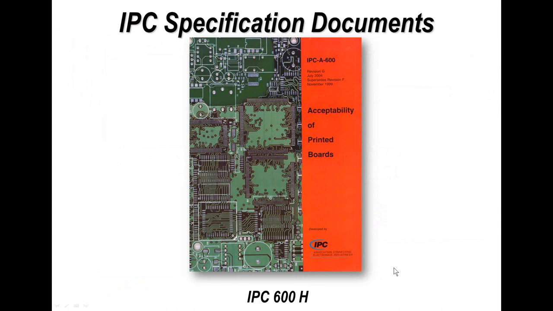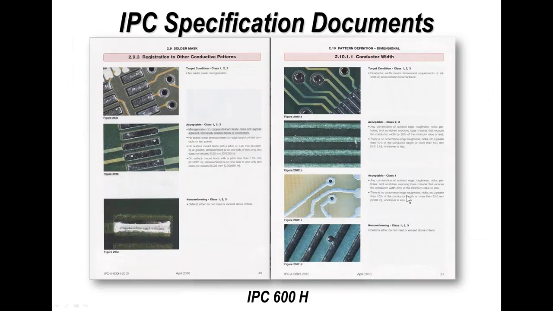Another textbook, but also a standard or a reference source, is something that you should be aware of if you're a fabricator, an assembler, or a design engineer. And this is the IPC 600, which is acceptability of printed circuit boards. And basically, you will be referencing this or another standard when you're procuring boards from your supplier. Now, the standard illustrates certain aspects of the manufacturing process, but also the materials and also criteria for acceptance on all aspects of the printed circuit board.